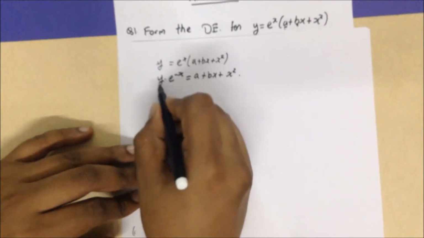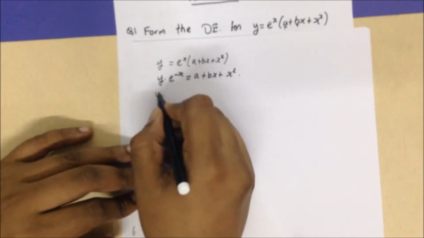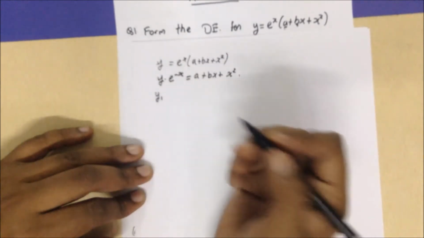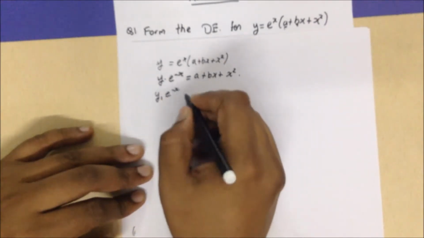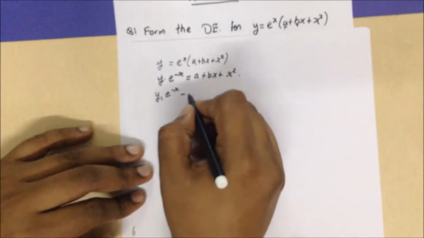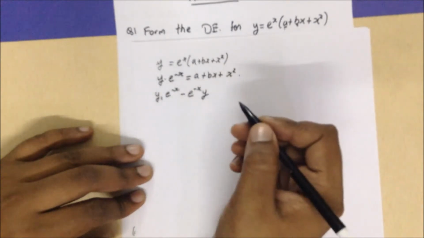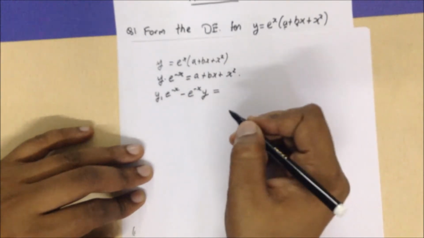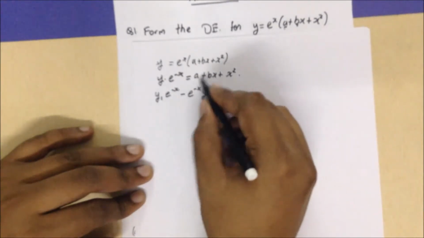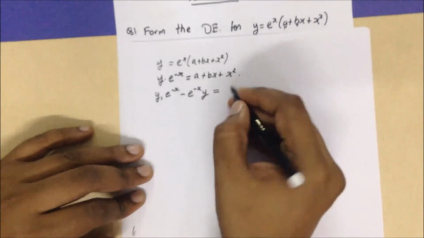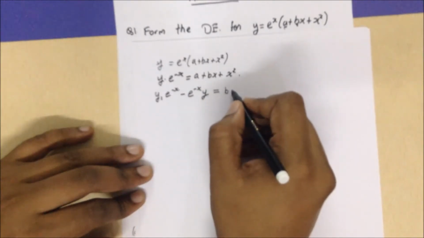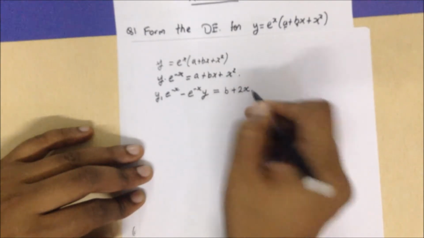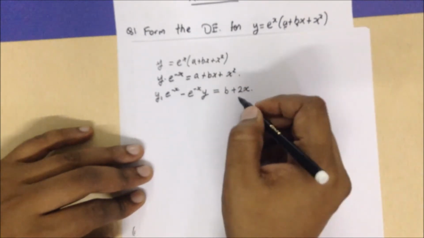Now taking derivative directly, this is going to be my uv rule. So it's the derivative of my y, so that's going to be y1, I'm denoting it by y1, into e raised to minus x, that as it is. Then derivative of e raised to minus x, that is going to be minus e raised to minus x into y as it is. Now on this side, my a is going to vanish because it's just a constant, so the derivative of that is going to be 0. Now remaining is my b plus 2x. In the next step, you will be taking the second derivative.